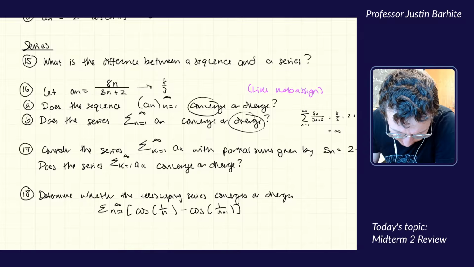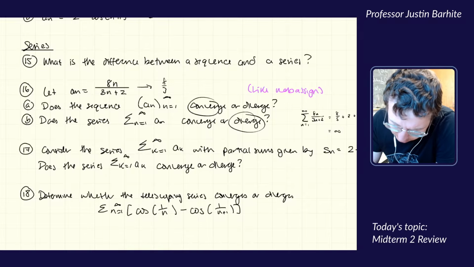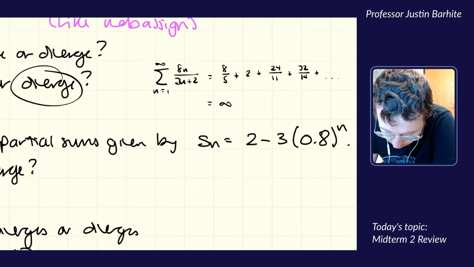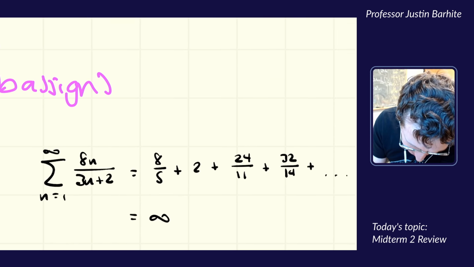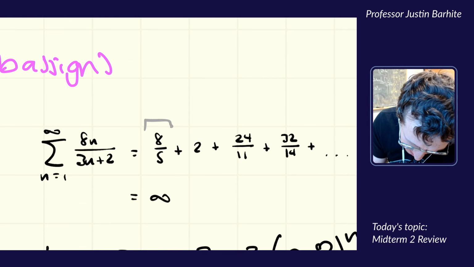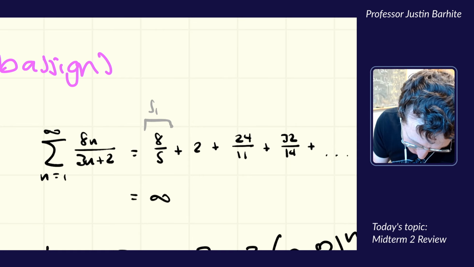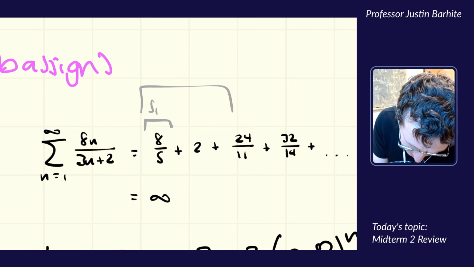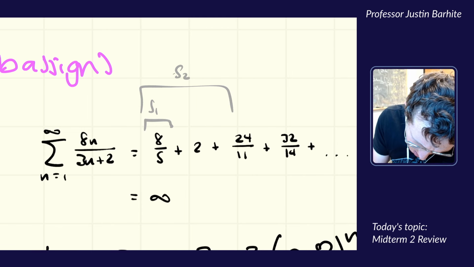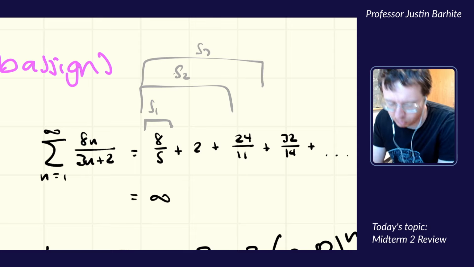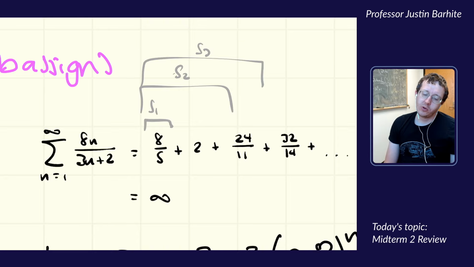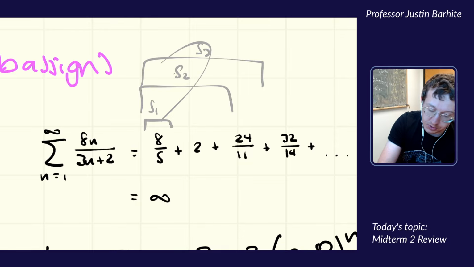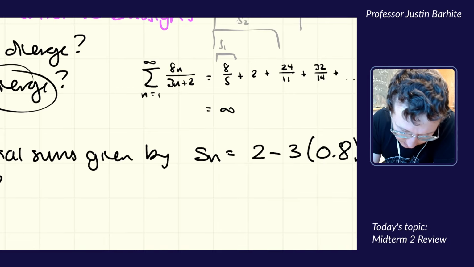Okay, in the next question, 17, they give us a series with partial sums given by this formula. So the partial sums, remember, that's what you get when you just add some of these numbers up. So in this previous example, S1 is 8/5. S2 is 8/5 plus 2. S3 is 8/5 plus 2 plus 24/11. And so on. So evaluating the sum of the series is taking the limit of the partial sums. Let me write that out here.